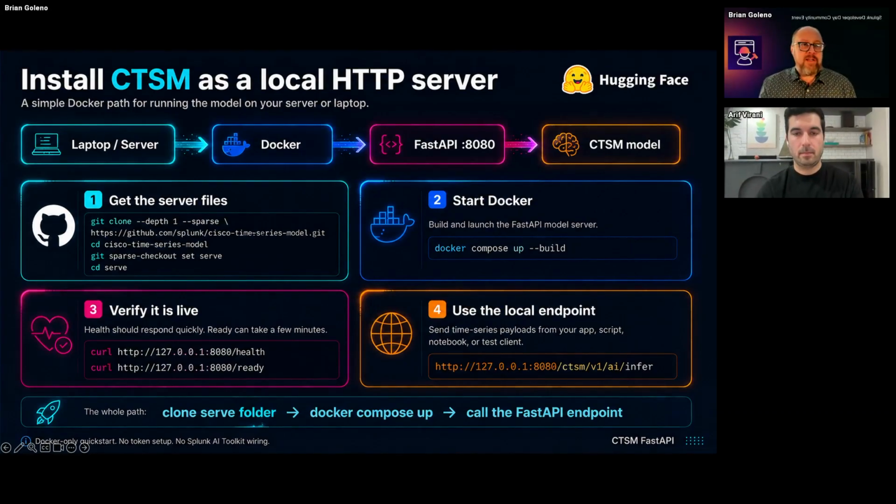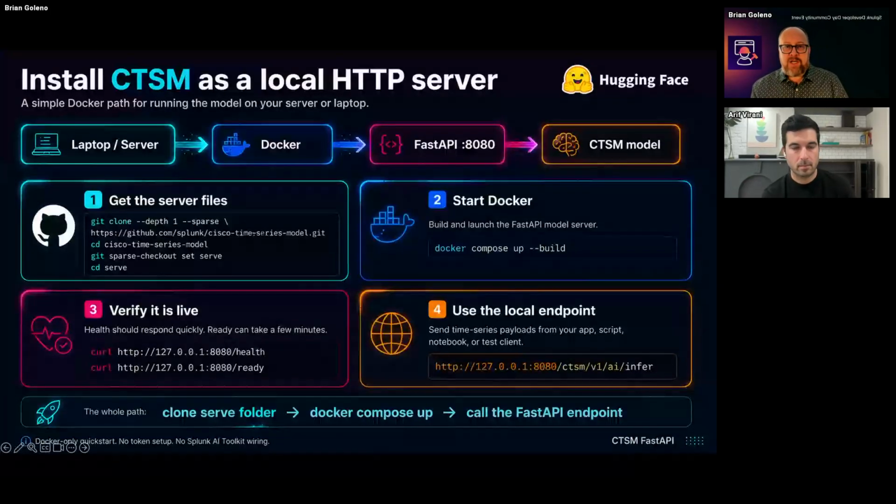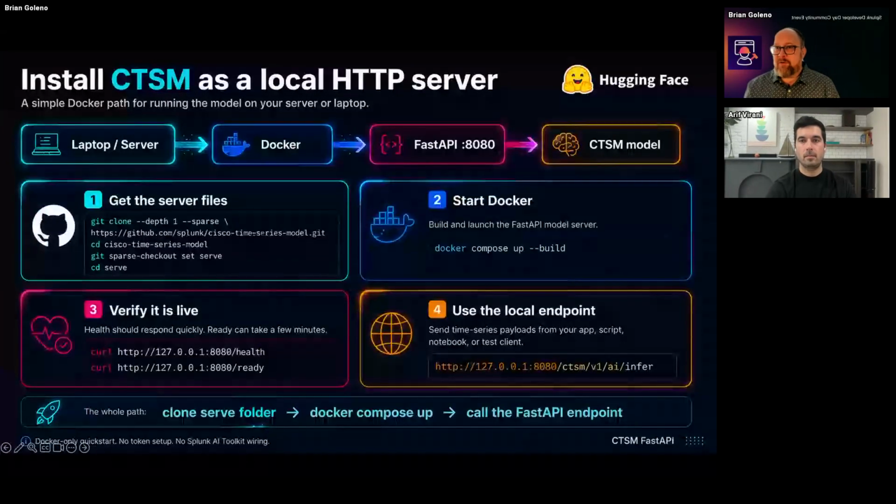Go to Hugging Face, clone it, start the Docker container. You're up and running. You have the model running. HTTP call to the endpoint to check if it's up and running. You're good to go, right? If you're vibe coding, I've created some awesome little forecasting and anomaly detection tools real fast using vibe coding, right?